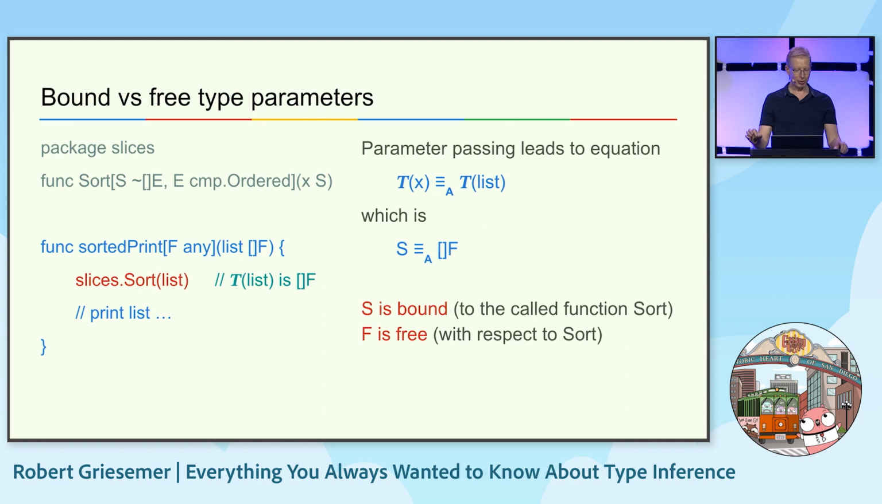f is bound to and declared by sorted print. But we don't care about that here because we're not going to call sorted print. And we say that f is free with respect to the sort call. In fact, f already has a type. It's whatever that type f is. In some ways, it is a constant. So when solving type equations, we always solve for the type parameters bound to the function that we are going to call.